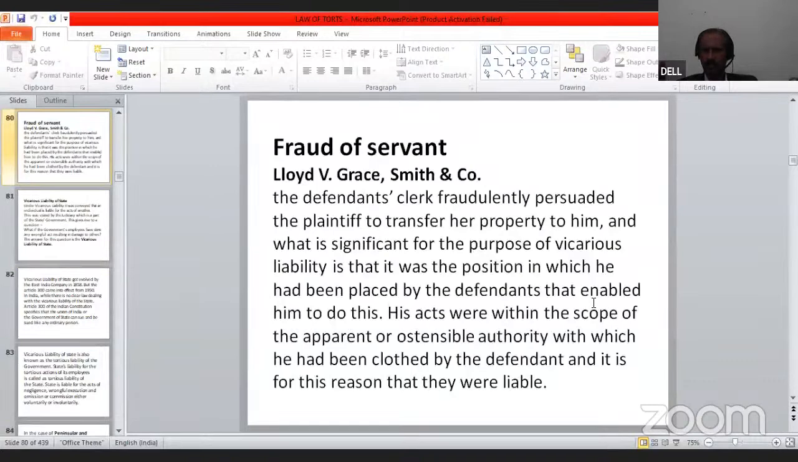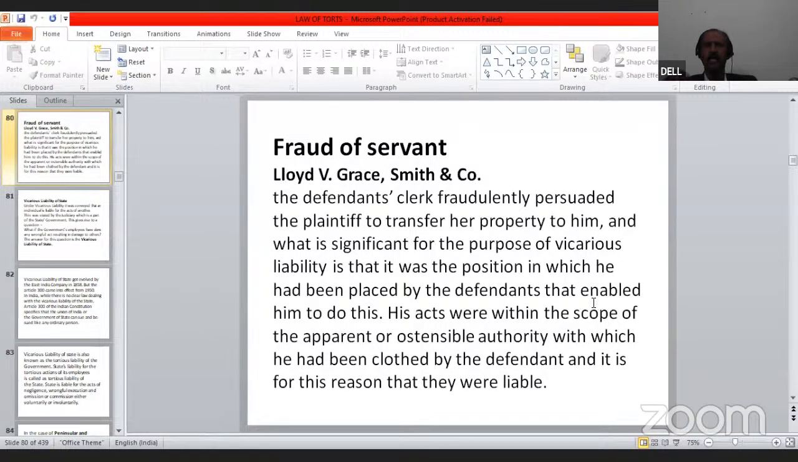Last one, fraud of a servant. Fraud under section 17. What is fraud, of course. Lloyd versus Gray Smith and Company. Lloyd is a lady who has several cottages and villas. Very old villas, not getting a handsome income from them. That's why she decided she wants some legal opinion on what to do about these properties. She went to Gray Smith and Company, a solicitor company, and inquired.